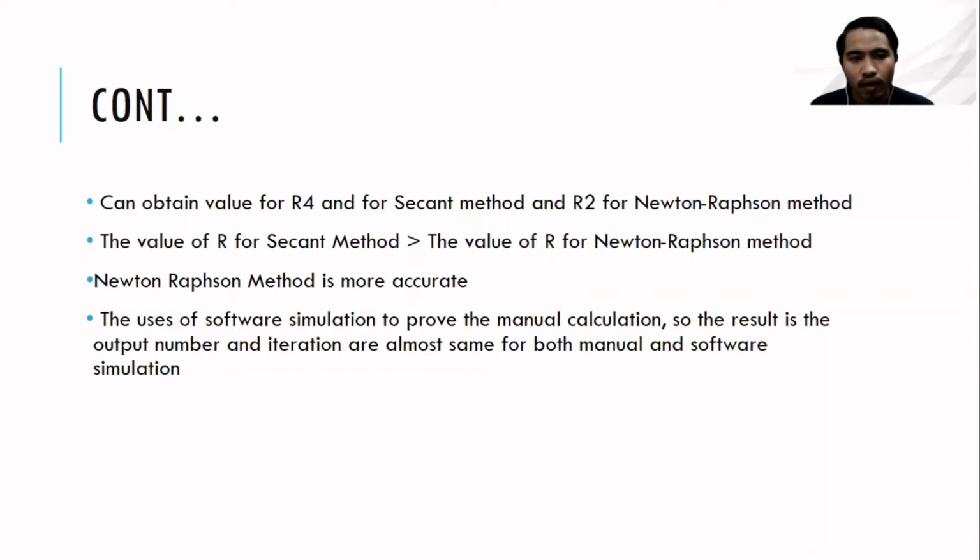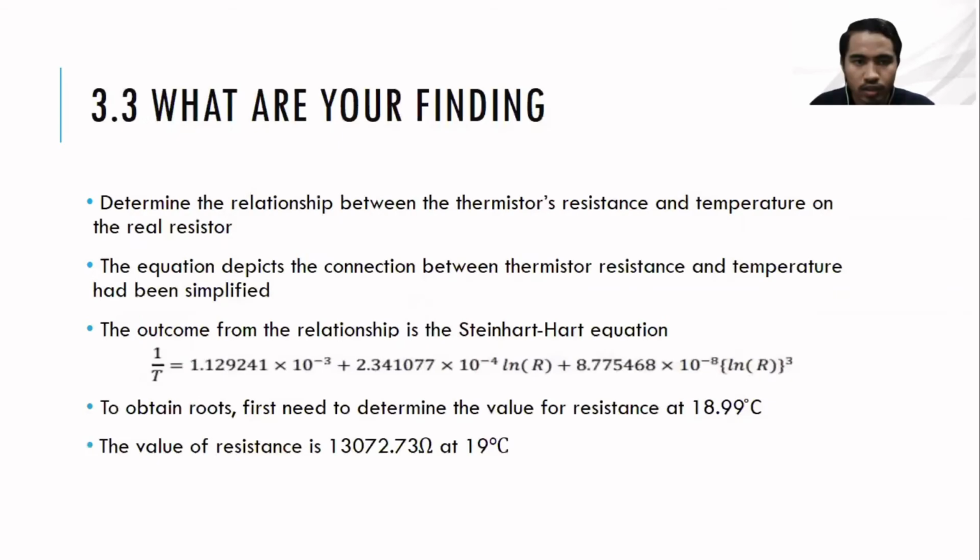The number of iterations for the secant method is much bigger than for the Newton-Raphson method. And we also find that the Newton-Raphson method is more accurate. Then we use software simulation to prove the manual calculation. So the result is that the output number and iterations are almost the same for both manual calculation and software simulation.